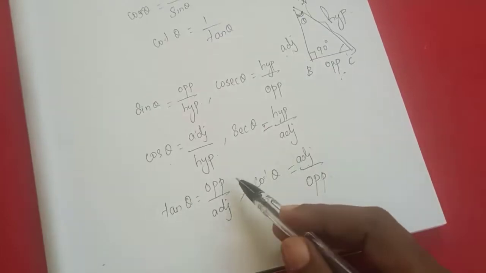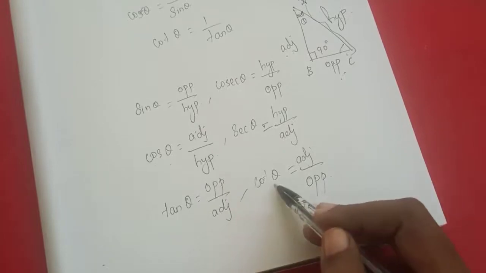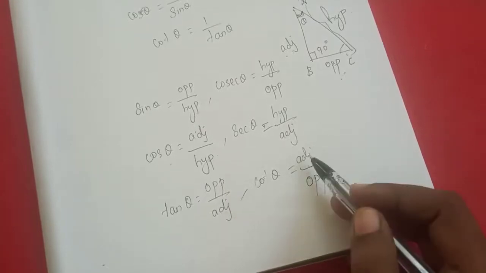So tan theta means opposite by adjacent. Cot means it's the reciprocal, that is adjacent by opposite side. Understand, students? Okay. So these are all the fundamental things you have learned in 9th grade.